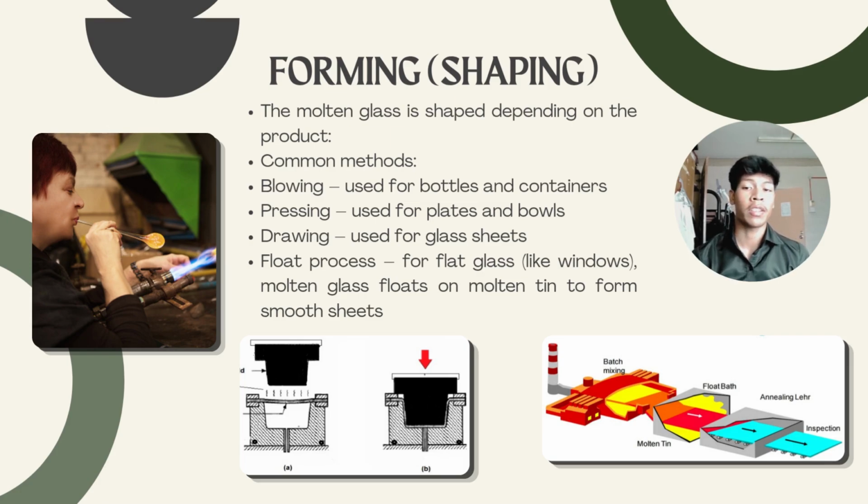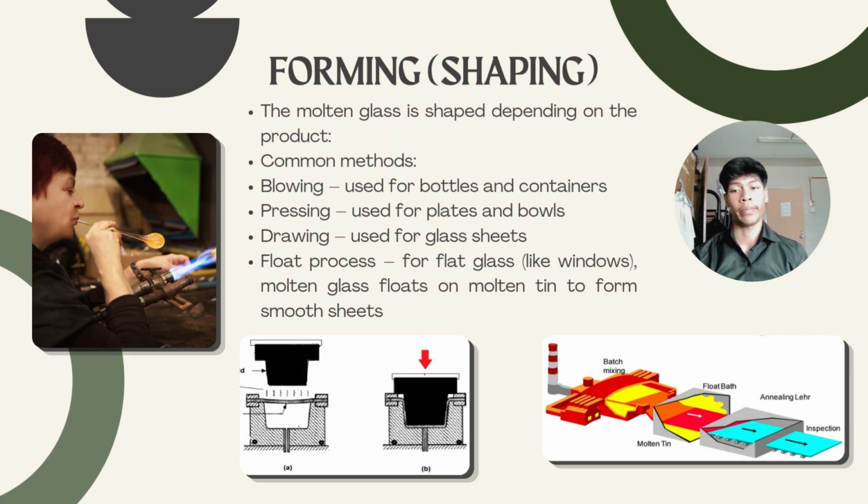The second method is pressing, where molten glass is pressed into a mold to make products such as plates and bowls. Another method is drawing, which is used to produce glass sheets by pulling the molten glass into thin and continuous sheets. Lastly, the float process is used to manufacture flat glass, such as window glass. In this method, the molten glass floats on a layer of molten tin, creating a smooth and even surface.